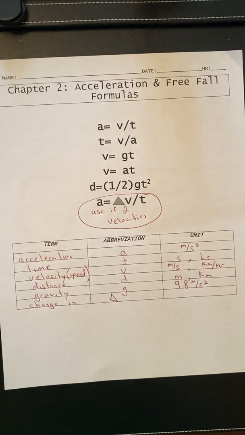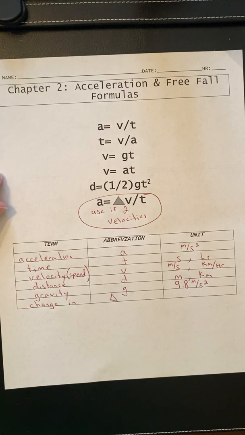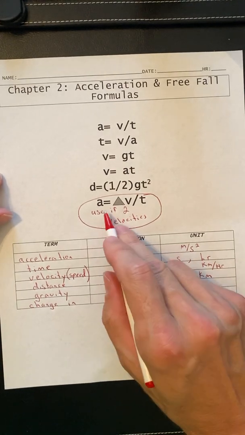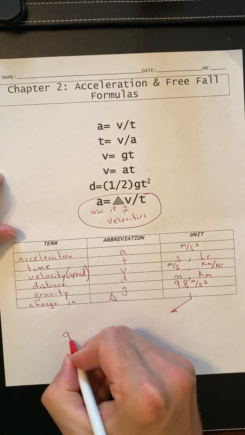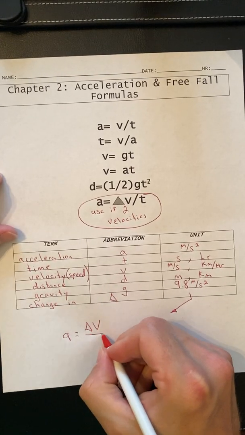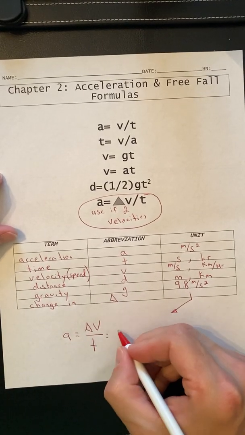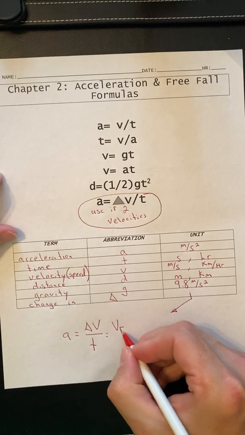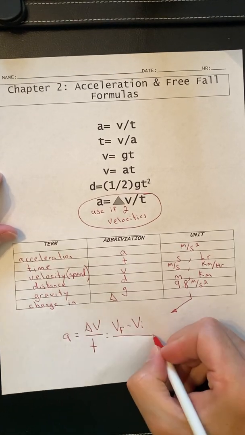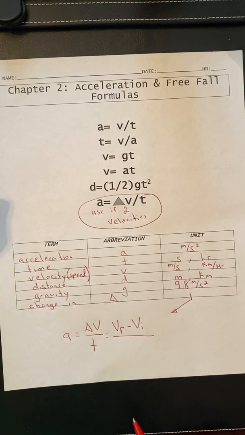So if you've got two velocities given, then we have to figure out the change in velocity. And you might remember from lecture, we looked at this and kind of stretched out to say, hey, acceleration is the change in velocity over time. And when we talk about that, we've got v subscript f minus v subscript i, which really just means your final velocity minus your initial velocity.